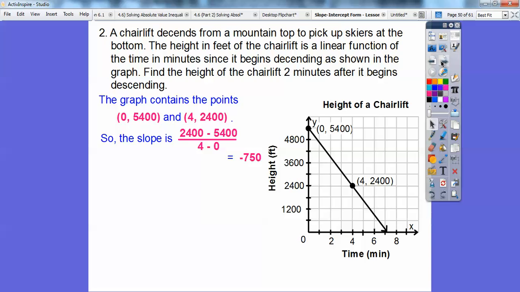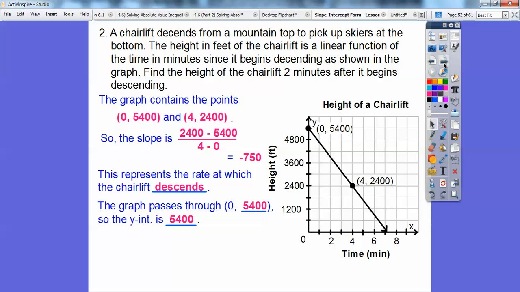Let's find the slope, you guys. So the slope is negative 750. Let's see, we did y sub 2 minus y sub 1 over x sub 2 minus x sub 1. So this is negative 3,000 over negative 4. Negative 3,000 divided by negative 4 is negative 750. Okay, so this represents the rate at which the chairlift descends. For each minute, it drops 750 feet. That's a pretty good little speed right there.